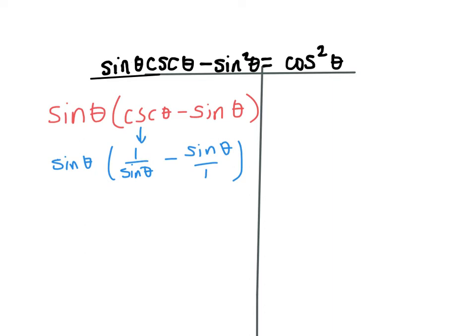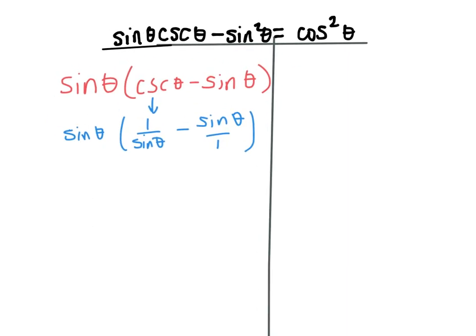Now I look inside my parenthesis, and I need to get a common denominator here. A common denominator between sine of theta and 1 is going to be sine theta. So I'm going to write that as my common denominator. In the first fraction, I already have the sine theta, so I'm just going to write a 1. In the second fraction, I need to multiply the bottom by sine of theta, and what I do to the bottom, I do to the top. So sine theta times sine theta becomes sine squared theta.